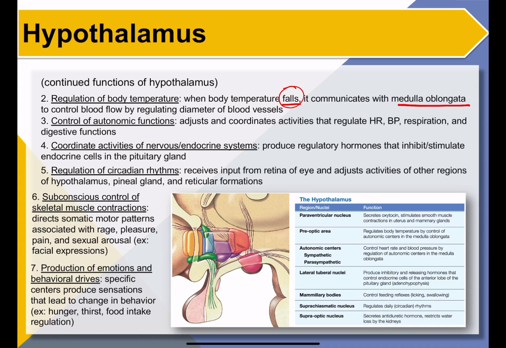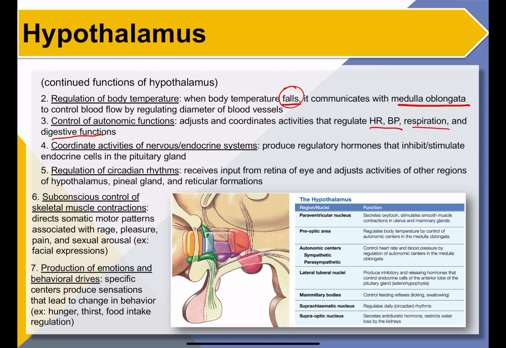And thirdly, it also plays a role in autonomic function, where it coordinates activity that regulates heart rate, blood pressure, respiration, and even digestive functions. Okay, that's why it's really putting a foot into everything within the body.